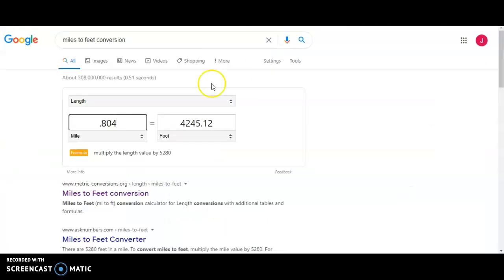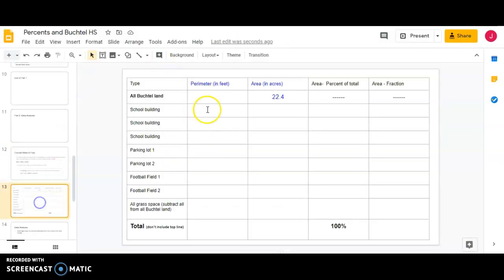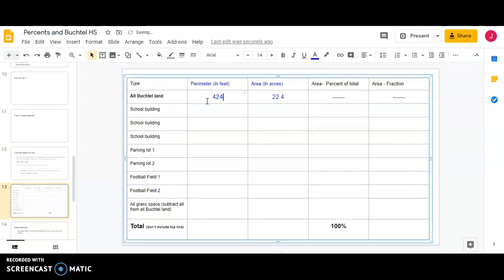You can also use Google, and I just Googled miles to feet conversion, and I put in my 0.804, and it gives me how many feet that is. So you can use the conversion, you can use your calculator, or you can even just Google miles to feet conversion. So if I have 0.804 miles, which that's what I have, in feet, my perimeter is 4245.12. So I come here, it's 4,000. So I put in my perimeter for my total land. So you're going to fill this whole thing out. Make sure that you're in feet. If you want to use the converter, you can. If you want to use your calculator, you can.